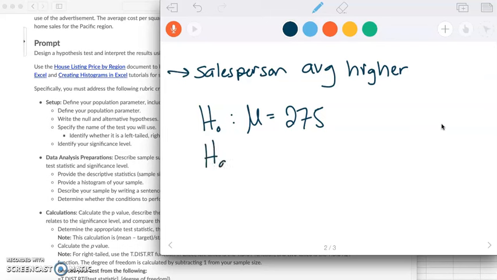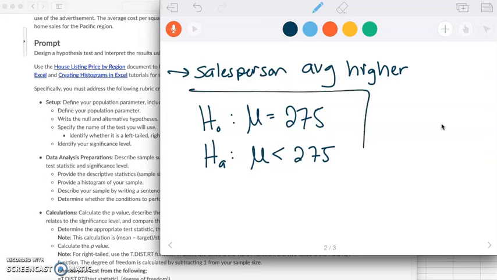Now the alternative, in this case, we're testing to see if the Pacific region is lower than the salesperson, right? Because he's saying that his number is higher. So we're going to use that sample to test whether the Pacific price per square foot is lower than what the salesperson claims, 275. Or actually, those are his results. He's claiming that it's higher.